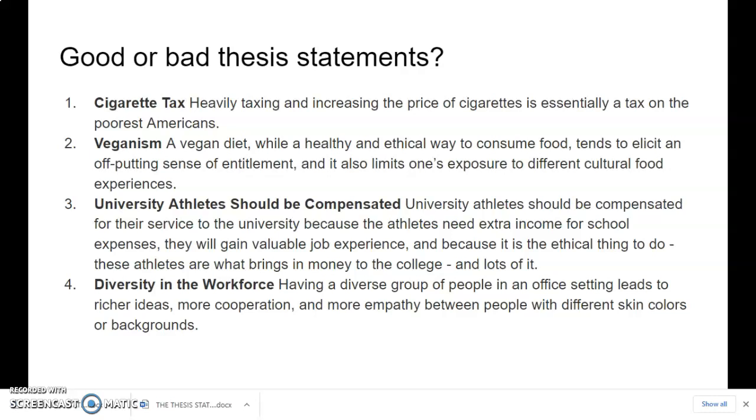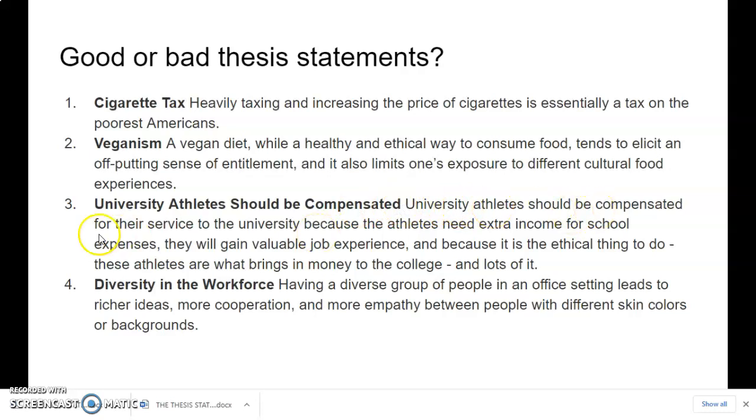You want to make sure that you can do that. And then what is this person actually arguing? Think about that. And then a vegan diet, while a healthy and ethical way to consume food, tends to elicit an off-putting sense of entitlement and also limits one's exposure to different cultural food experiences. So think about that in just a second. University athletes should be compensated. Okay, so just so you know, the state of Michigan just passed a law that allows university athletes to get perks from companies that sponsor them. So things are moving in that direction.